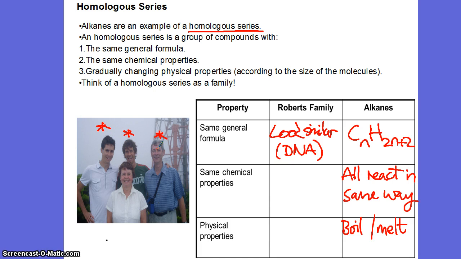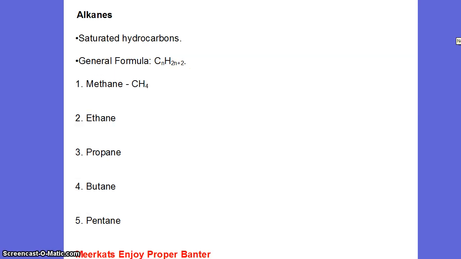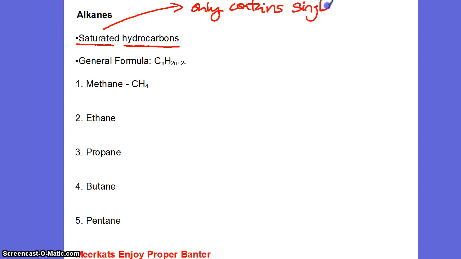Let's move away from that fairly gory family shot and onto the alkanes themselves. So we describe them as saturated hydrocarbons. So we need to define the term saturated first. Saturated in organic chemistry means that the compound only contains single covalent bonds.